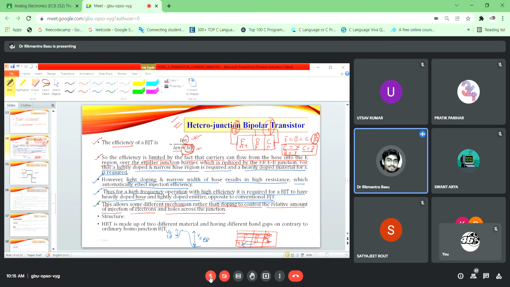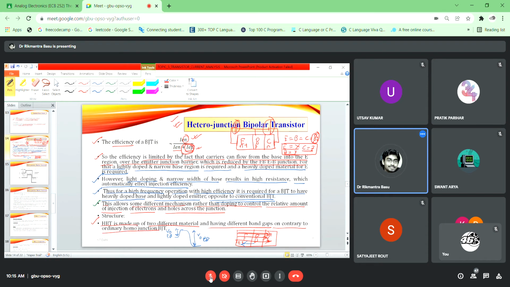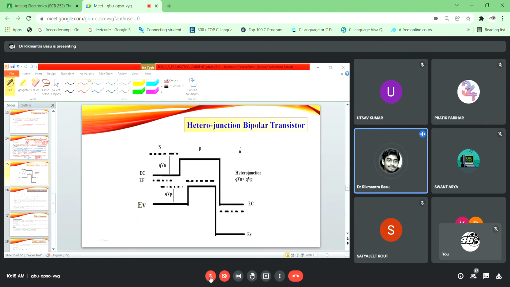The basic mechanism we have to adopt is this heterojunction structure. An HBT is made up of two different materials having different band gaps, in contrast to the ordinary homojunction bipolar transistor, the similar junction bipolar transistor. So it looks quite like this. Previously you may remember, when we apply the forward bias to the emitter base junction, then only we achieve this kind of barrier width difference.